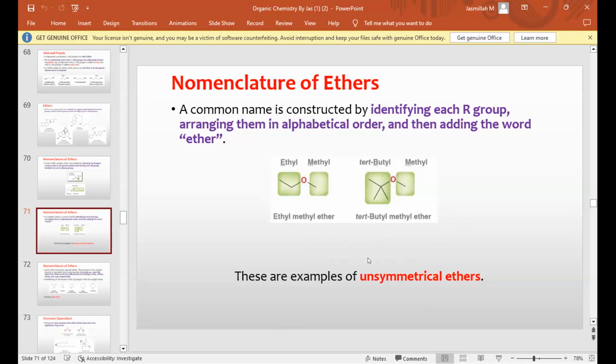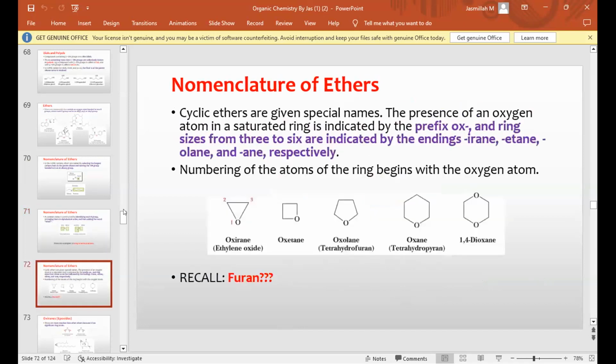So these are examples of unsymmetrical ethers. Symmetrical ethers are, let's say, ethyl and ethyl on both sides; that would be a symmetrical ether. But these are all unsymmetrical ethers. Then we also have cyclic ethers. These ones have special names.